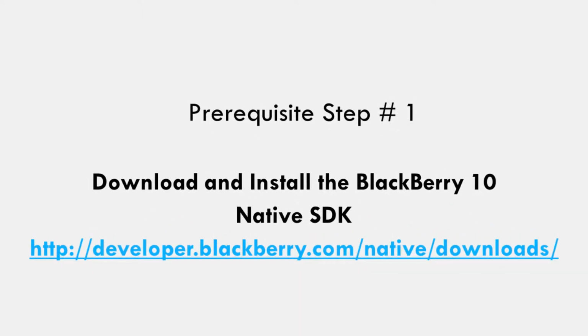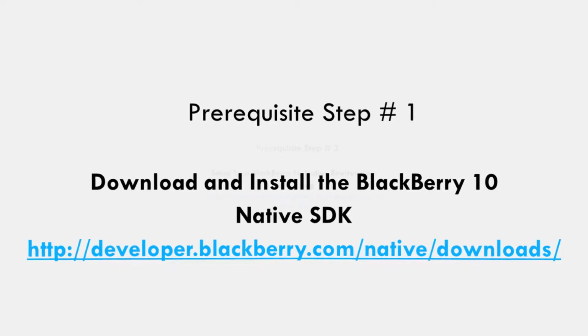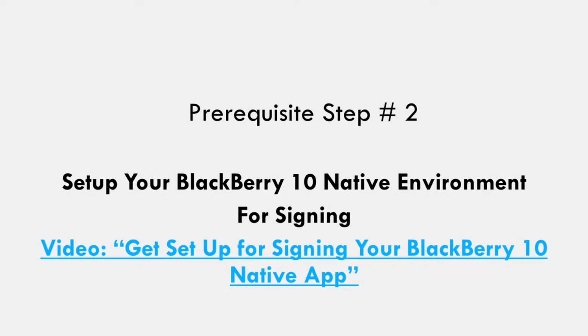Prerequisite step number 1. Download and install the BlackBerry 10 native SDK. You can find the download links at this URL. Prerequisite number 2. Get your signing account and configure your IDE for signing. If you haven't done so already, check out my video tutorial on this topic titled Get Set Up for Signing Your BlackBerry 10 Native App.